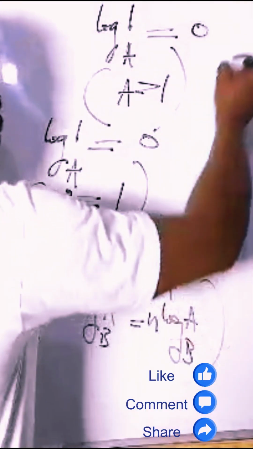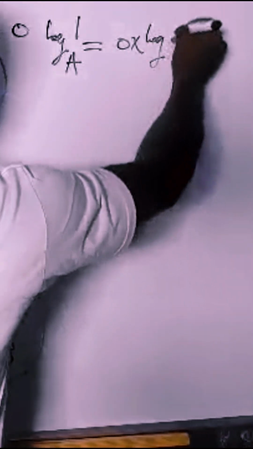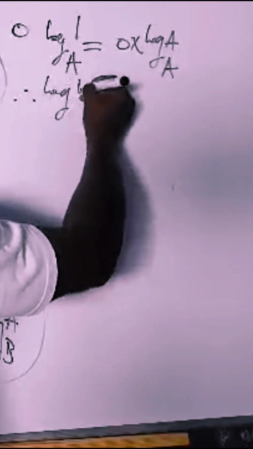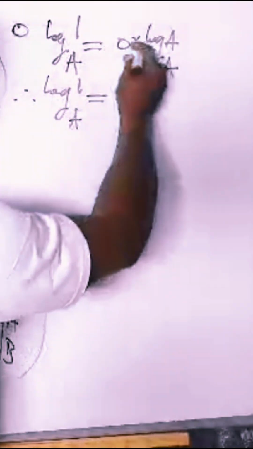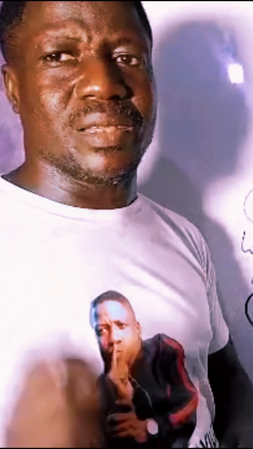So applying that, we have the log of 1 to base A is now equal to 0 times the log of A to base A. Therefore, log 1 to base A is equal to 0 times everything here, which will give us 0. Indeed, the 7th law of logarithm is authenticated, that indeed the log of 1 to base A, where A must be greater than 1, is equal to 0.